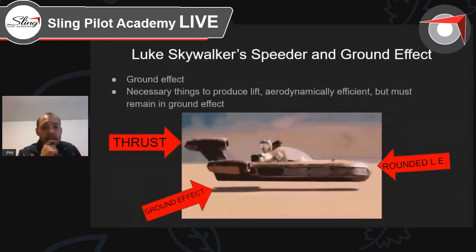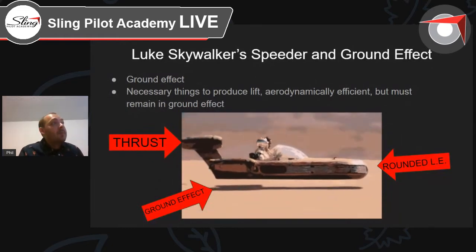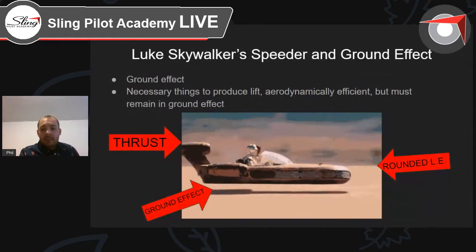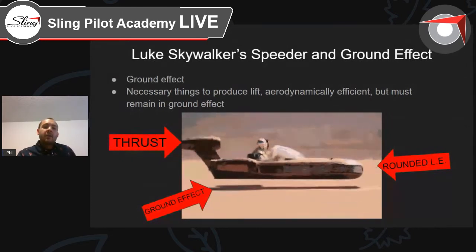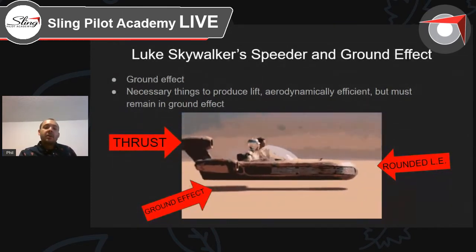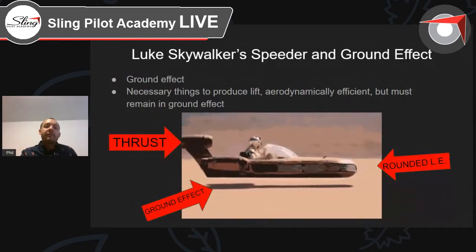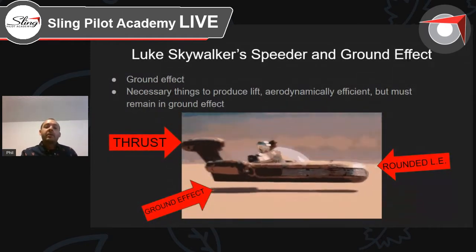And then the ground effect from this thing, being super, super close to the ground. It's riding on that pocket of air. The thing to note is that this speeder cannot leave ground effect. It's perpetually in ground effect.